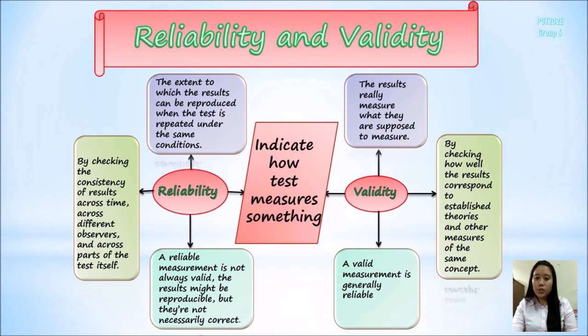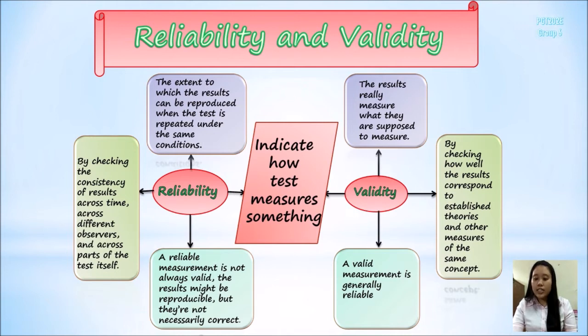And the last difference between reliability and validity is that a reliable measurement is not always valid. The results might be reproducible, but they are not necessarily correct. It means that if the results we get are similar to each other, we can say it is reliable, but sometimes it would not be accurate, maybe because the method that you use is incorrect and so on.